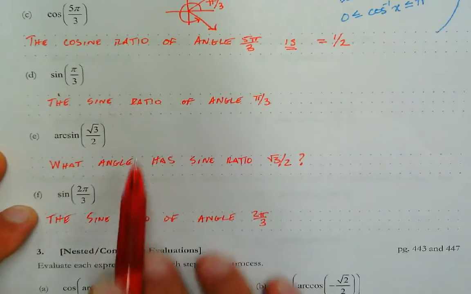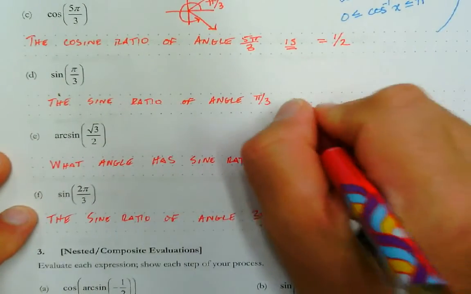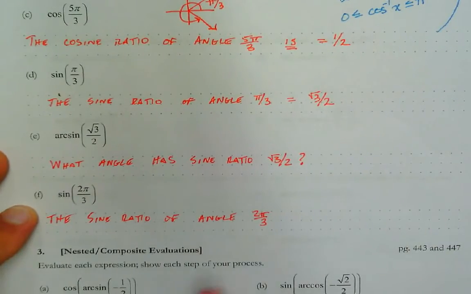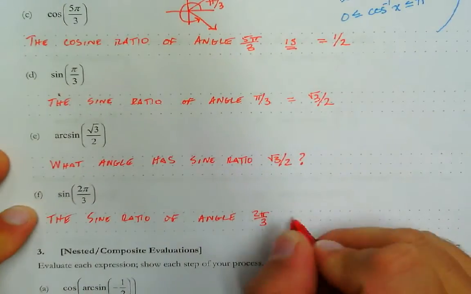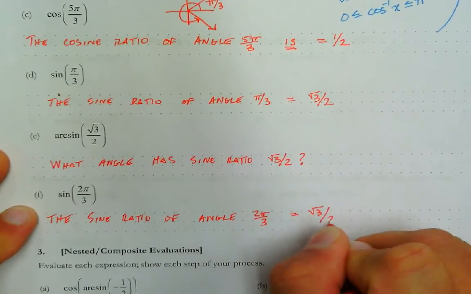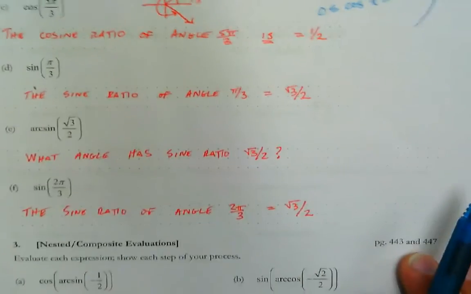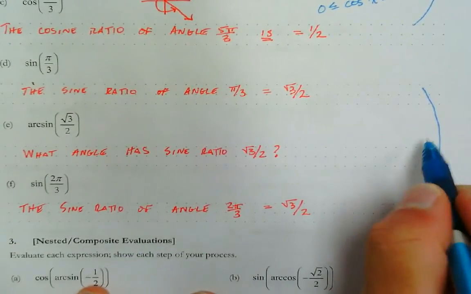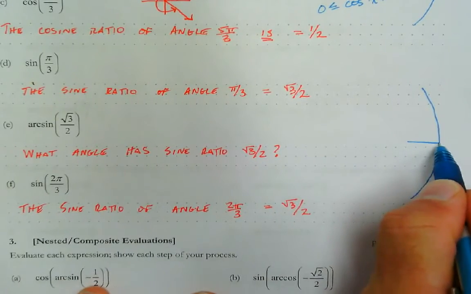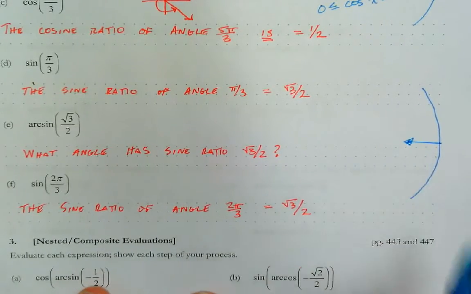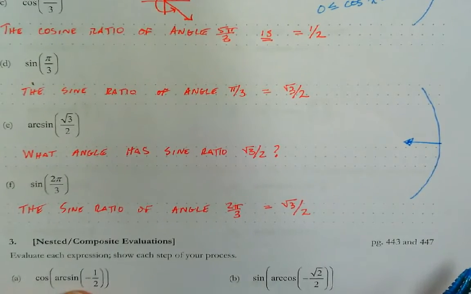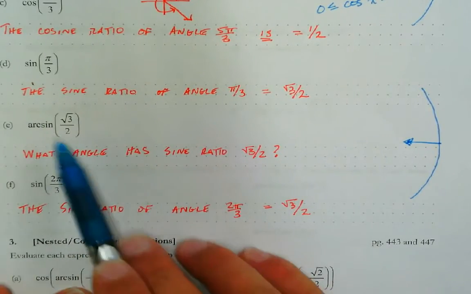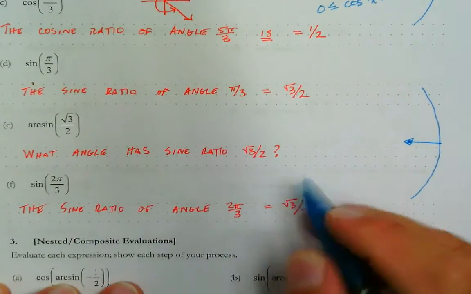Well, what do we notice? The sine ratio of angle pi over 3 is root 3 over 2. The sine ratio of angle 2 pi over 3 is also root 3 over 2. Well, if both of these have the same output, but I've restricted my function to be 1 to 1 and restricted my inverse, which angle do I choose for this particular ratio?